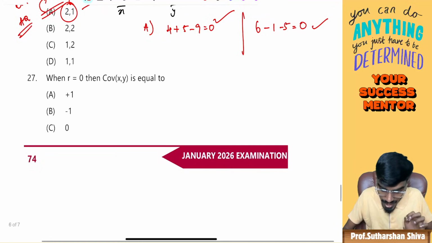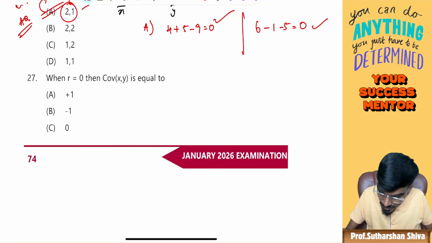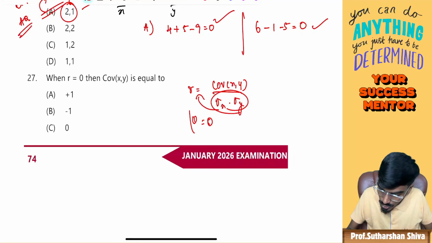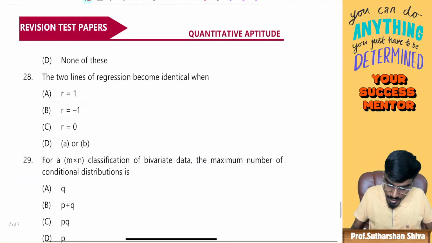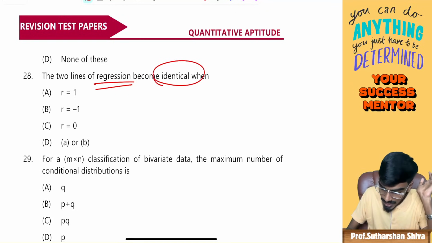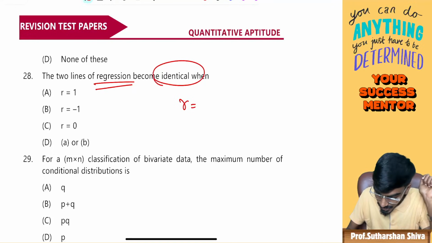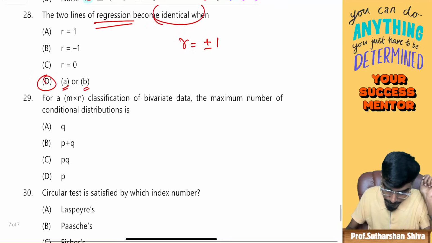When r equal to 0, what is the covariance of x comma y equal to? You know the formula: r equal to covariance of x comma y divided by standard deviation of x into standard deviation of y. If r becomes 0, then if I cross multiply, this becomes 0, so my covariance of x comma y will also be 0. If the two regression lines became identical, at that particular point of time you will be getting r equal to plus or minus 1. So it is both option A or B.